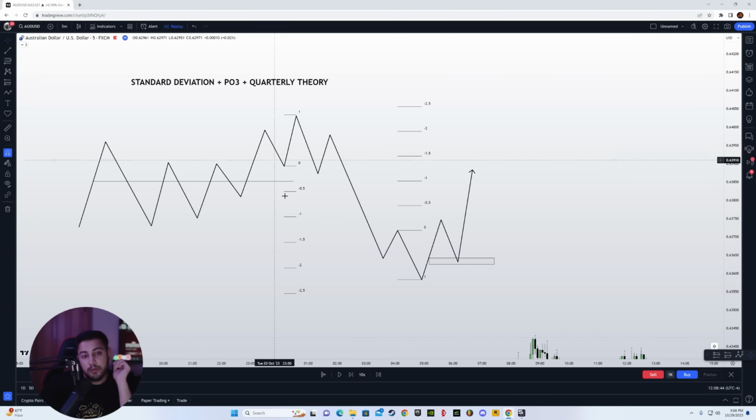So when we're looking at the daily PO3 and using standard deviation, if price reaches the -2 and -2.5 level during the manipulation phase of the quarterly theory, that significantly improves the chance of price reversing and giving you an expansion phase, right?